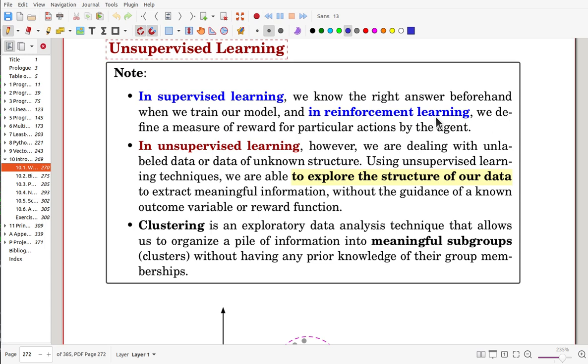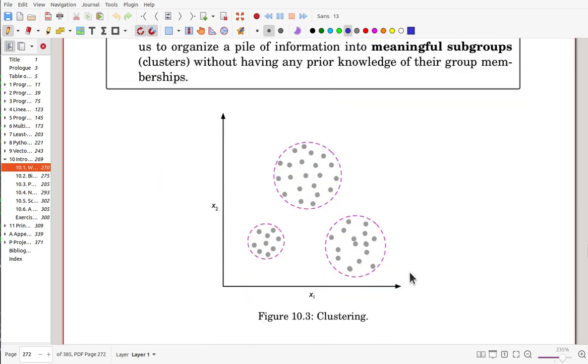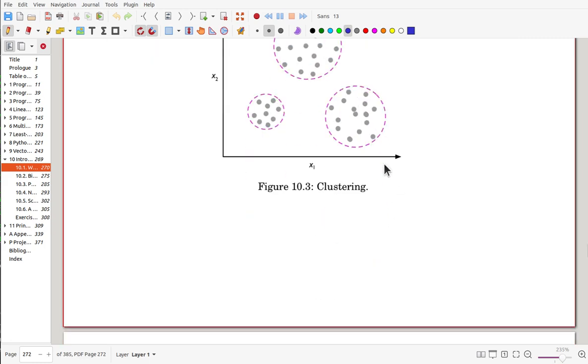One example is clustering. In clustering, we try to make meaningful subgroups. See this example, the figure. There are 3 groups of points. This one, ideally, is working very nicely to get meaningful subgroups.